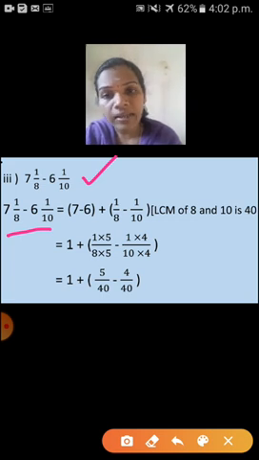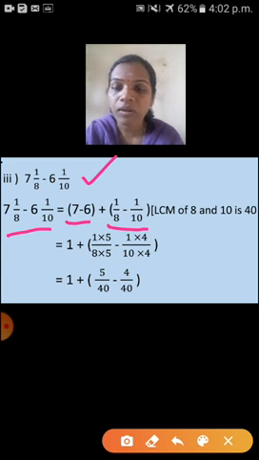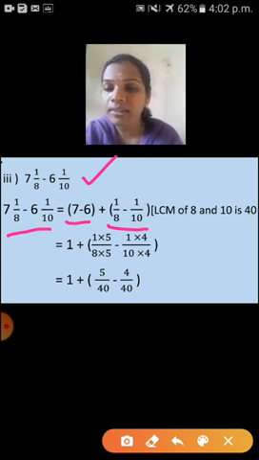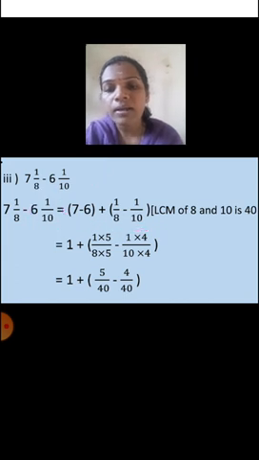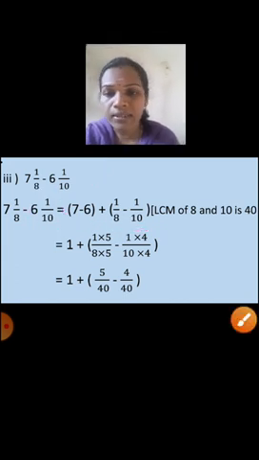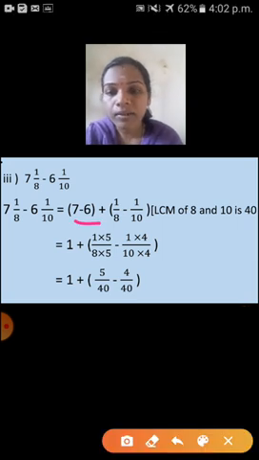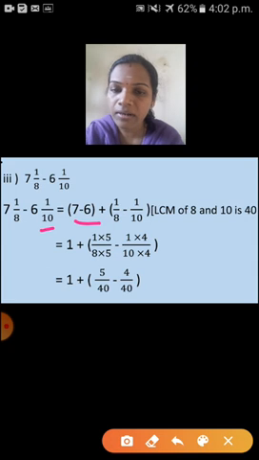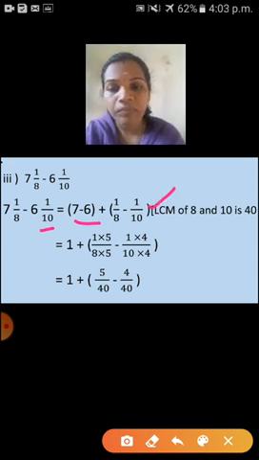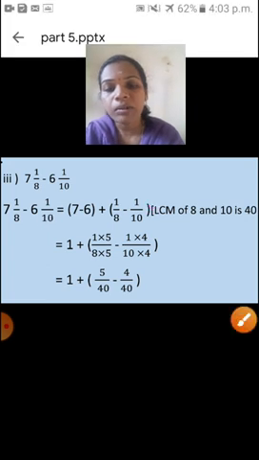First, what do you have to write? Yes, the whole number you have to write separate and the fraction you have to write separate. First fraction, what is the whole number? 7. Second mixed number, what is the whole number? 6. So 7 minus 6 plus the first fraction, what is it? 1 upon 8 minus 1 upon 10. Understood, children? Yes, this is the first step. I hope you understood this first step. Yes, very good. Second step you have to see.